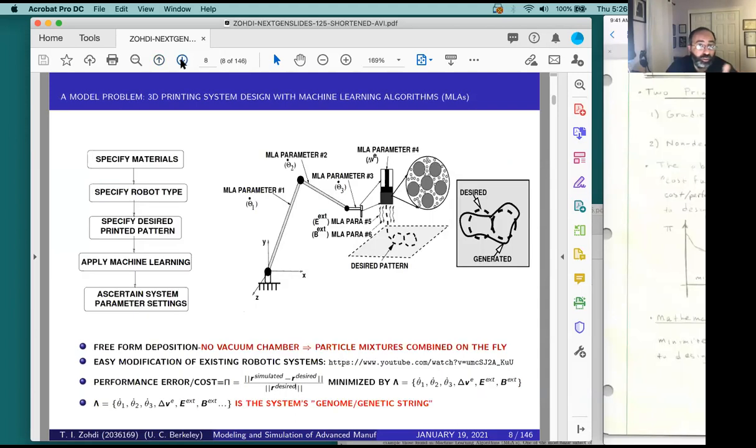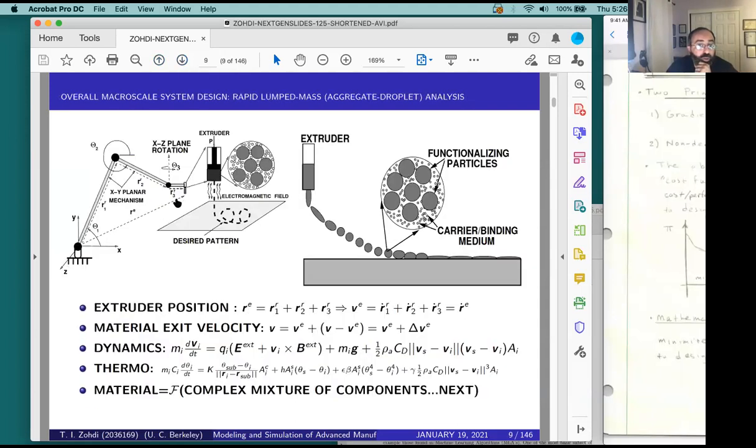So here's the model. The model is basically, I know the extruder position. So if I take vectors R1, R2, and R3, I get to this location here, which is a piece of the material, the ink, okay? I add up those vectors and I can get the position of an extruded piece of material. And if I take their derivative, I get the velocity of the material. That's R dot. If I want to know the velocity of the material coming out of the dispenser, I have to add also the relative exit velocity, because obviously this thing is being squeezed out with some speed.